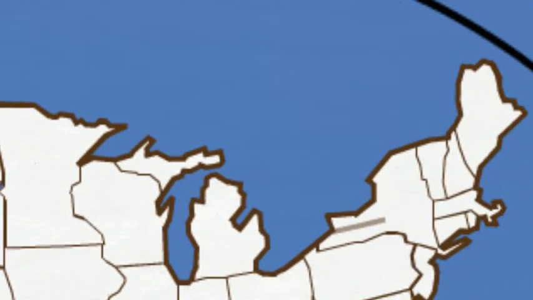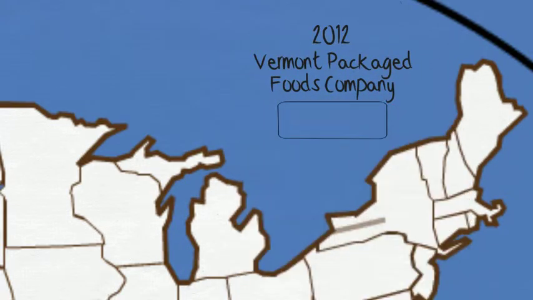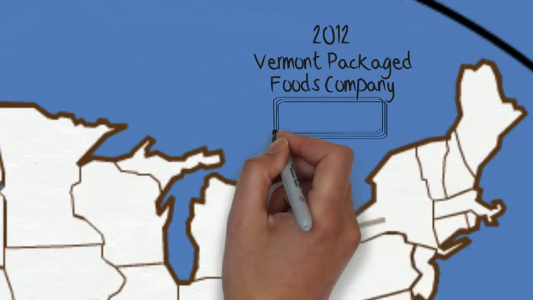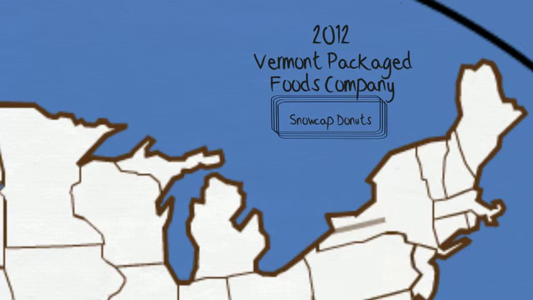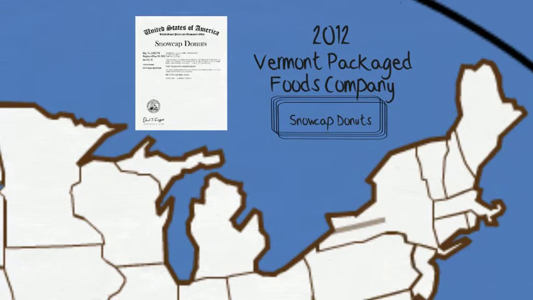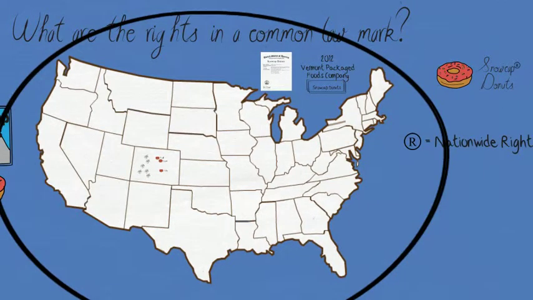Now in 2012, along comes the Vermont Packaged Foods Company. They sell pre-packaged foods to major grocery store chains throughout the country, and they want to expand their product line to a set of pre-packaged donuts that they want to call Snowcap Donuts. They apply for federal registration of the mark, and the USPTO grants their registration in 2013. Federal registration gives them nationwide exclusive rights to the Snowcap name, right?